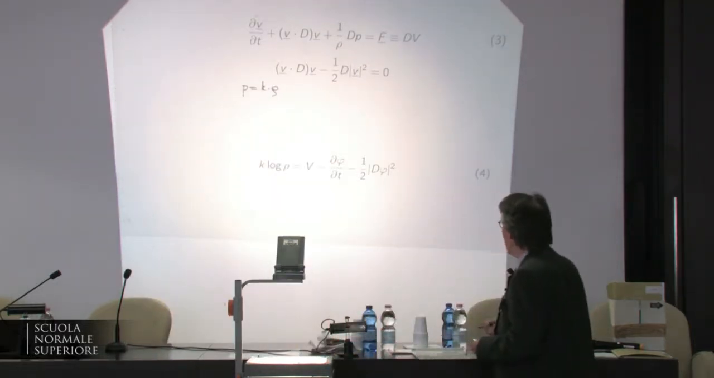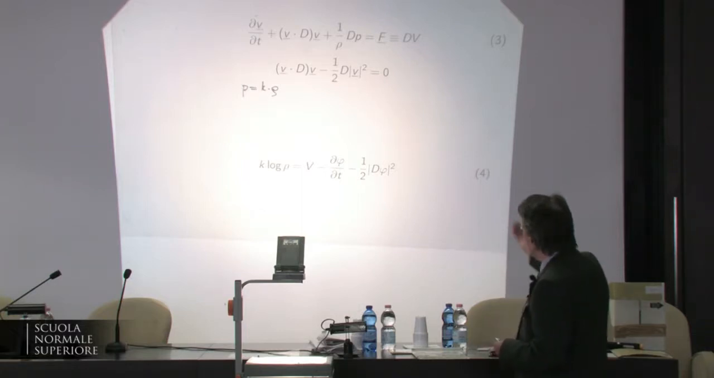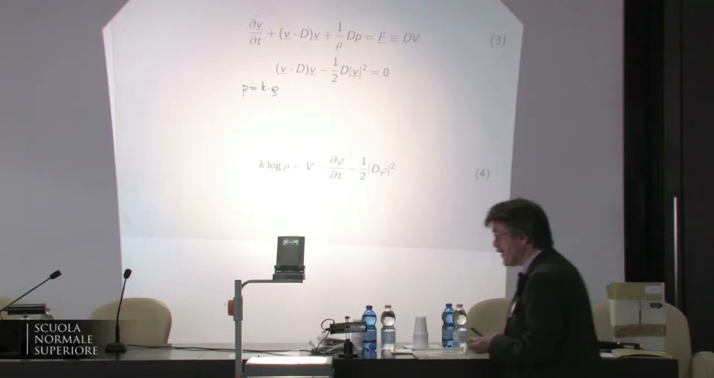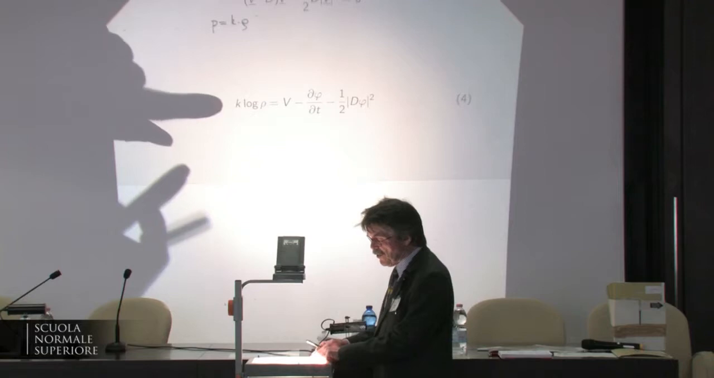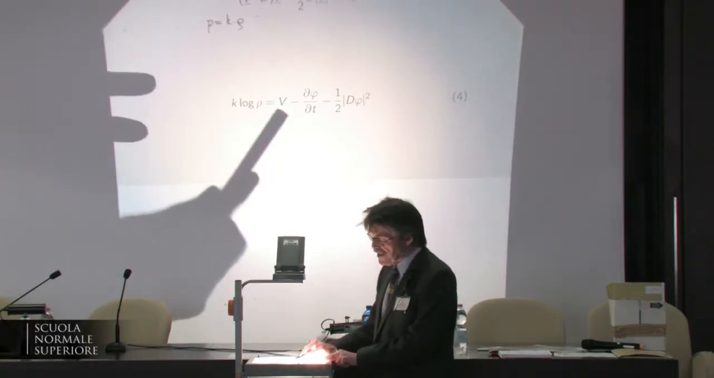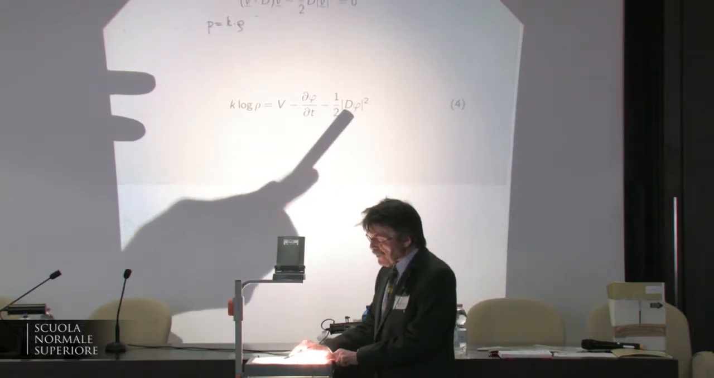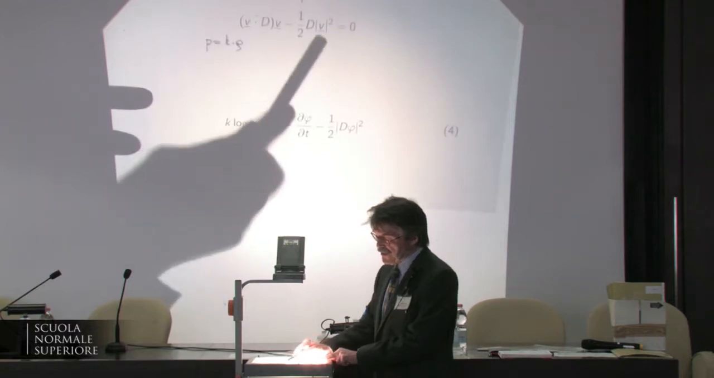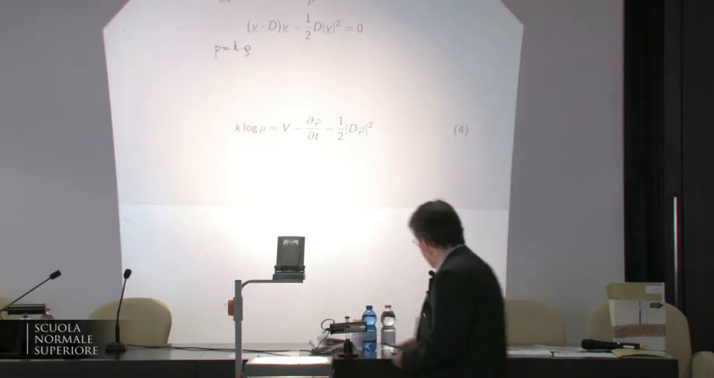So then, of course, this 1 over rho dp is the gradient of k times logarithm of rho. And then you see you have gradients everywhere, and you end up with equation number 4. So this is what he gets from the equation of motion. K times logarithm of rho is V minus d phi dt minus 1 over 2 square root of phi, because this V here is the gradient of phi. You insert it there.